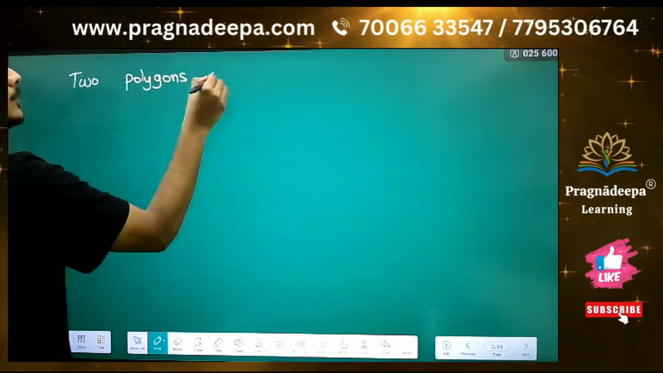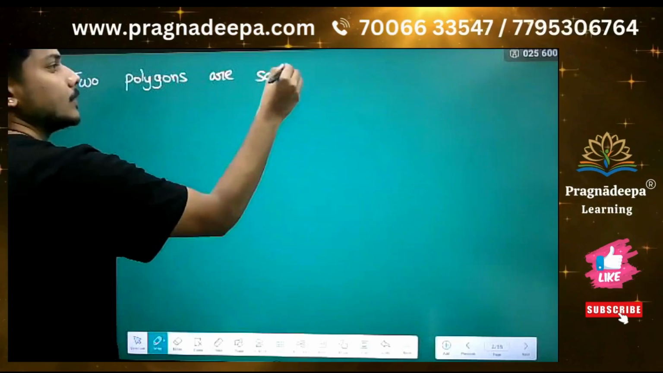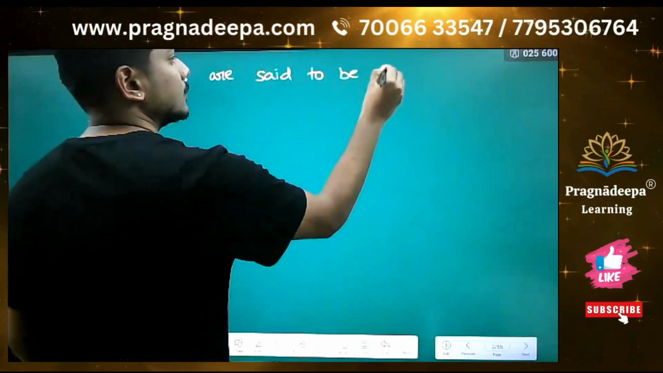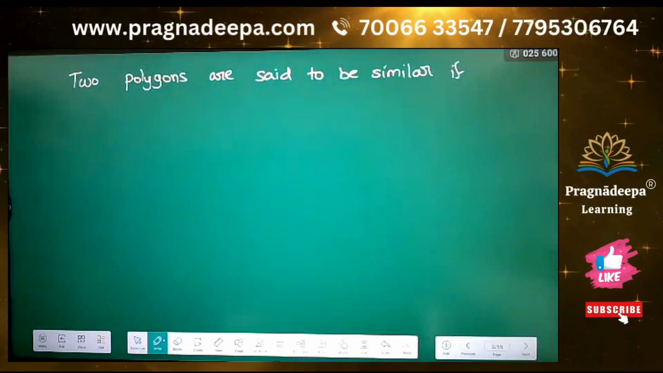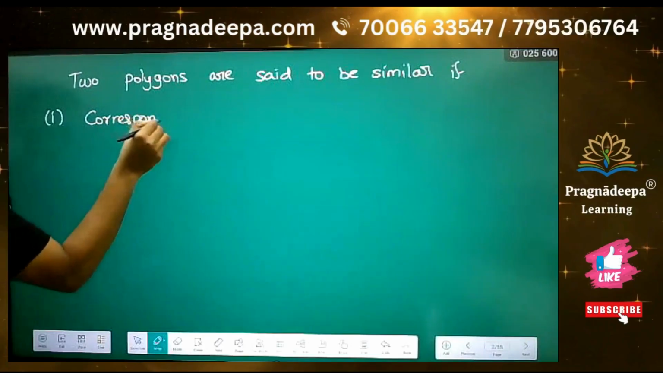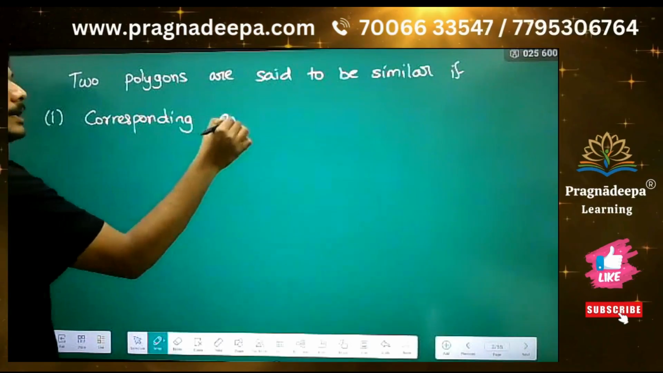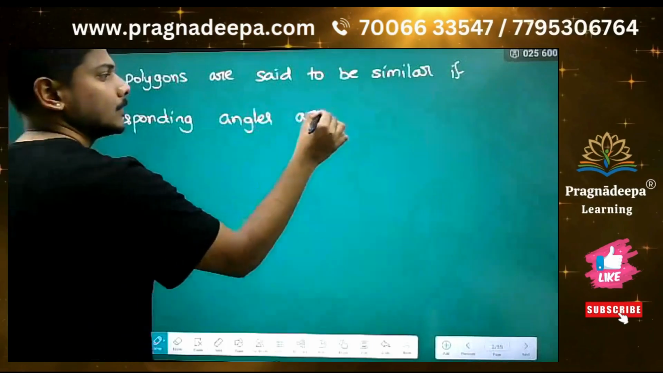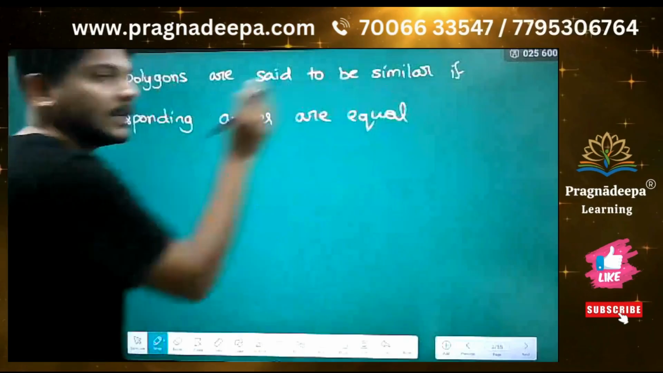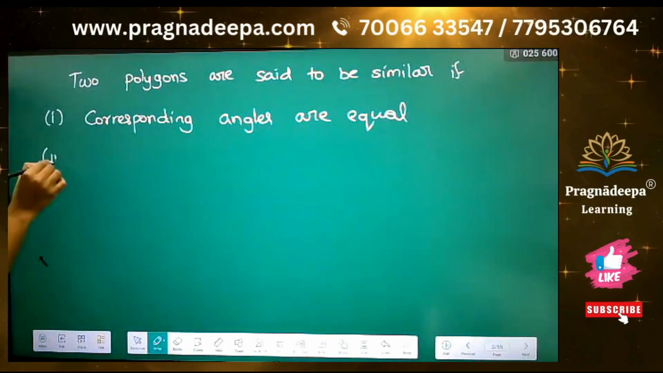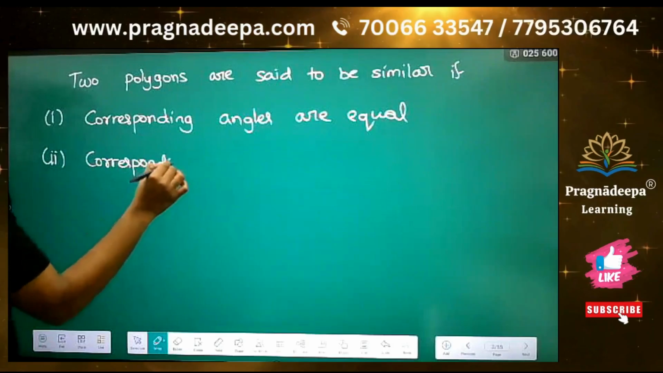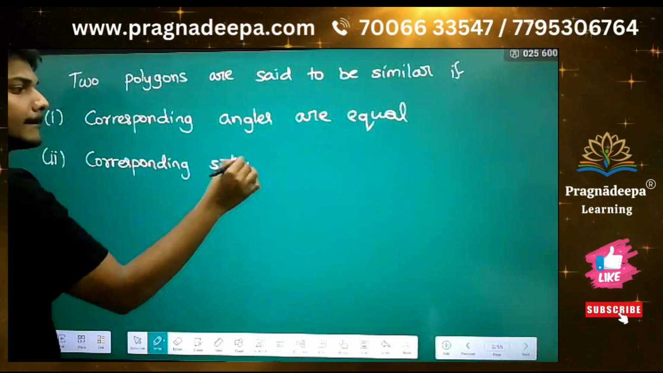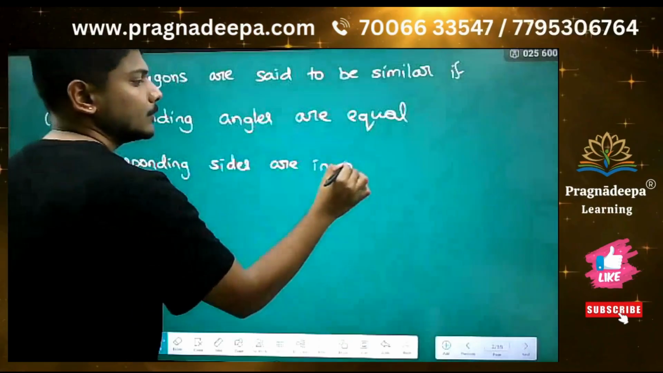Two polygons are said to be similar if their corresponding angles are equal. Corresponding angles are equal. Okay, so this is the first condition. Next one is corresponding sides are in proportion. Corresponding sides are in proportion.